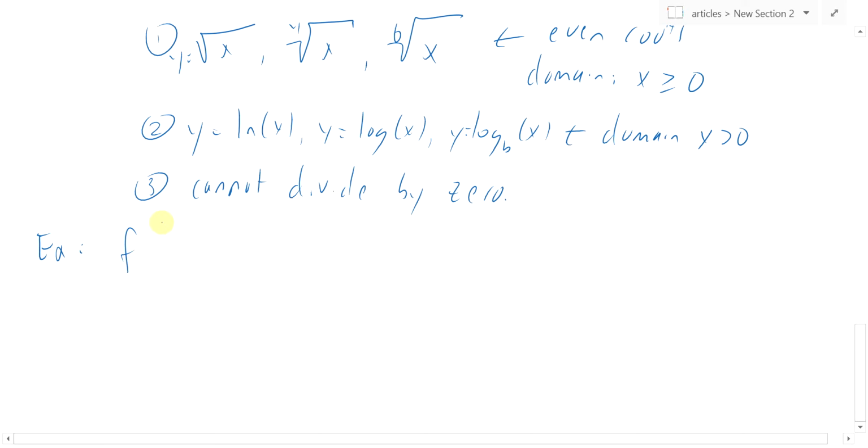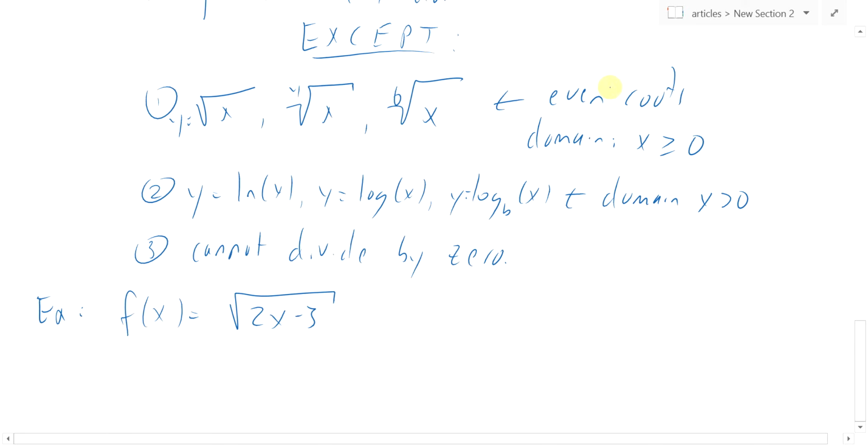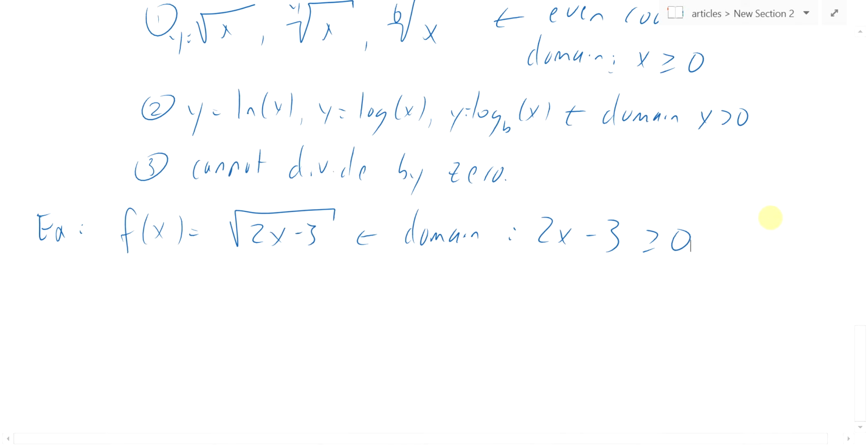Suppose we have a function f of x equals, say, square root of 2x minus 3. If we have the square root of something, whatever it is, has to be greater than or equal to 0. So to find the domain of a square root function, take whatever's inside the square root and say, well, that has to be greater than or equal to 0. And that is x greater than or equal to 3 over 2. So for this particular function, the only numbers I can plug into it are numbers that are bigger than or equal to 3 over 2.